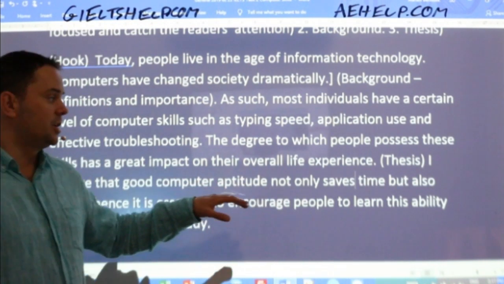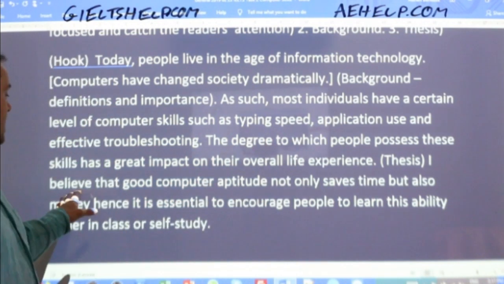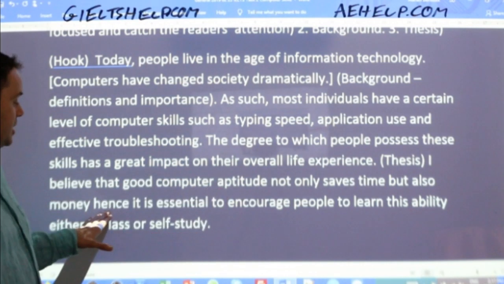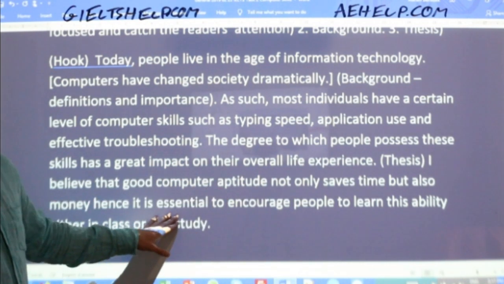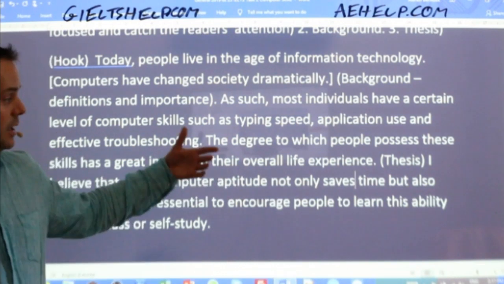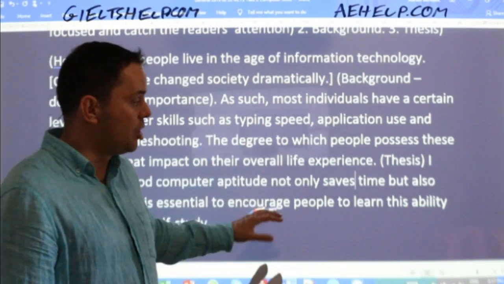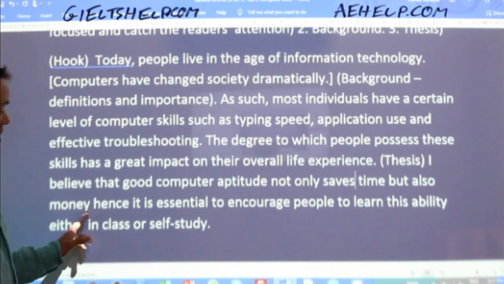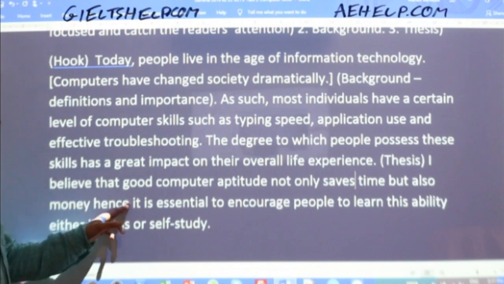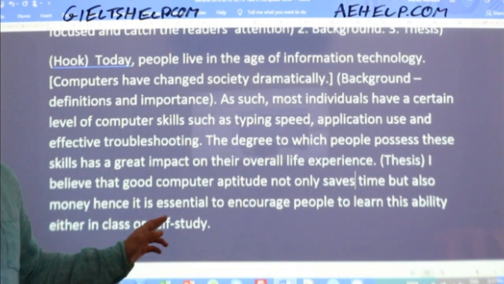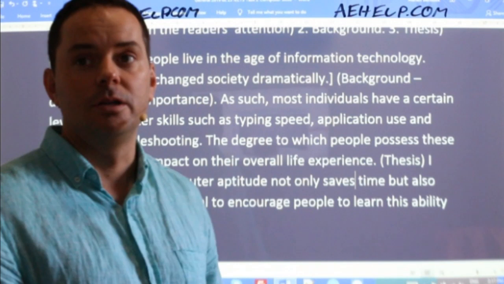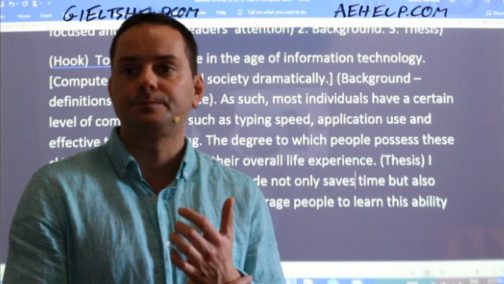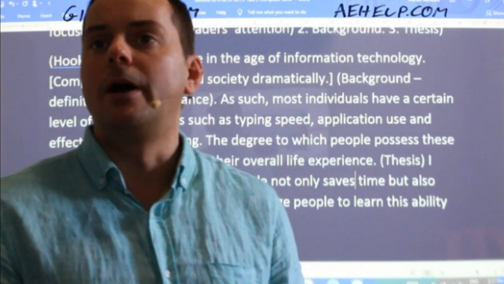Or some students hear it as the main clause. So the I believe that good computer aptitude, that's the main clause, okay? And the second part here, hence it is essential, is the subordinating clause. So independent or main clause followed by the dependent or subordinating clause. You do not need the comma before the subordinating conjunction. I hope that makes sense, Begzad. Okay, good. Yeah, if it's the other way, then I would need the comma. Okay. All right.